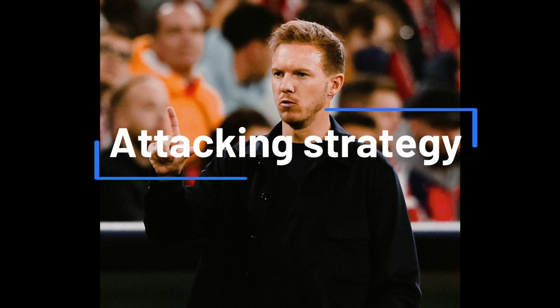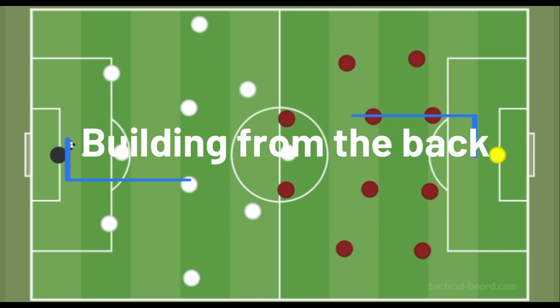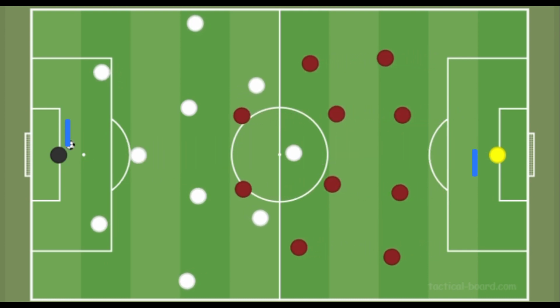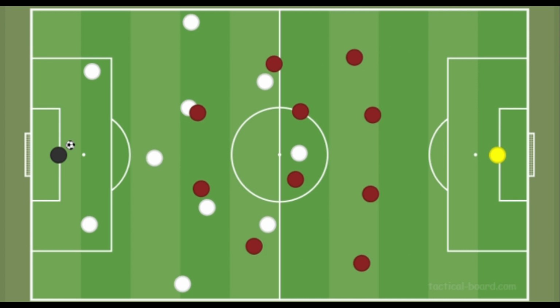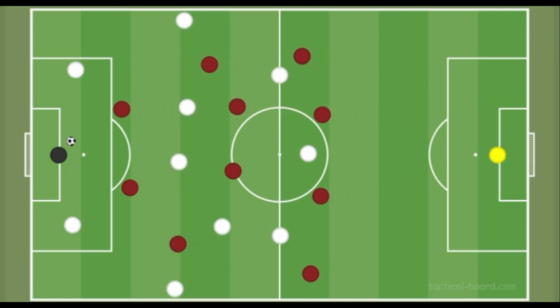In analyzing Julian Nagelsmann, we'll start with his attacking strategy. How does he line his team up for attack? So the first tactic of his attack is building from the back. This involves drawing the opposition to a press so as to create spaces for your attackers to exploit.